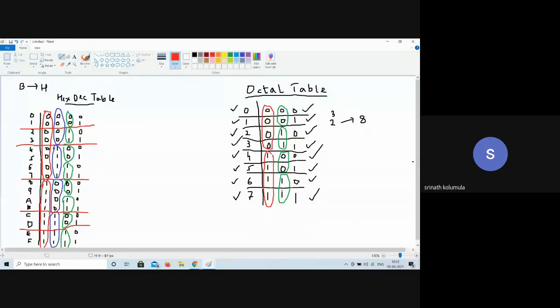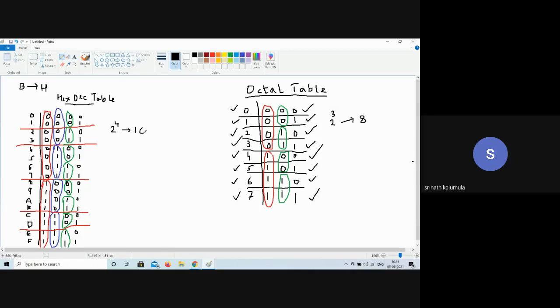So why am I taking 4 bits only? Can someone tell why I'm taking 4 bits only? Because how many values do I want? Hexadecimal total how many values? 16. Total 16 values I want. So I have to take how many bit combinations? 4-bit combinations. Because 2 power 4 will give me how much? 16.